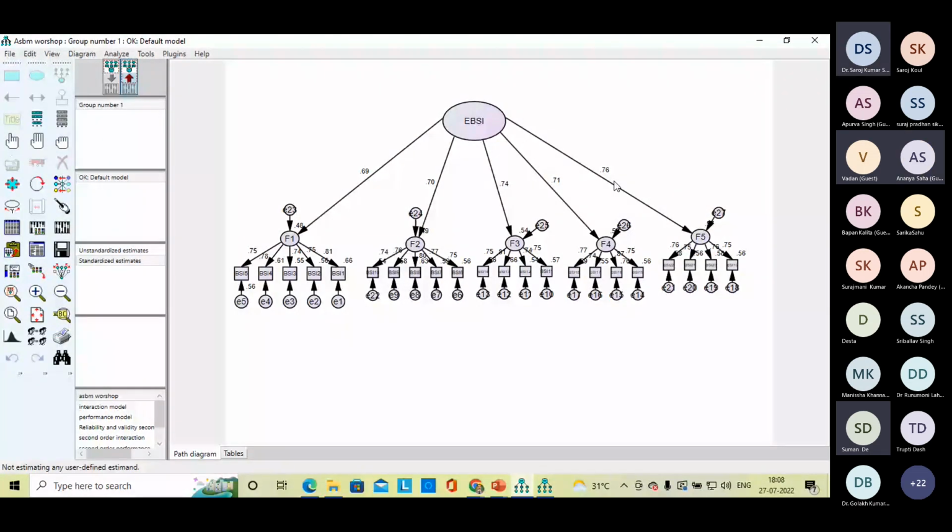And almost all are near about 70%. So it is a successful second order CFA. You can go for a second order CFA only when your literature or existing theory or existing model supports it. Otherwise you cannot go for it.